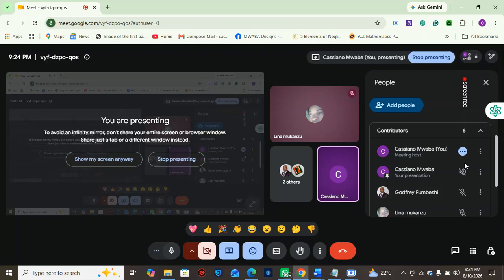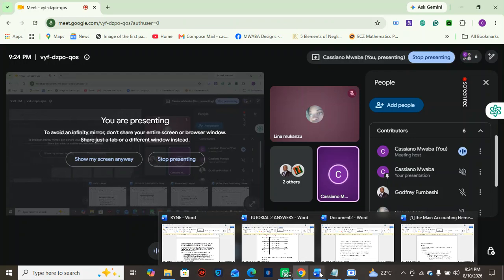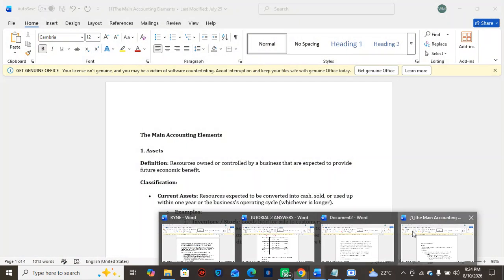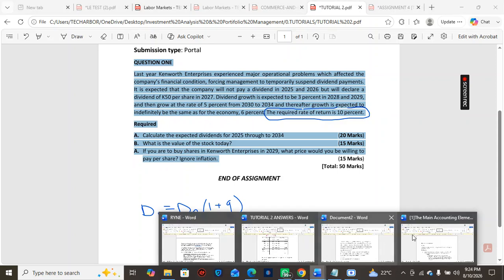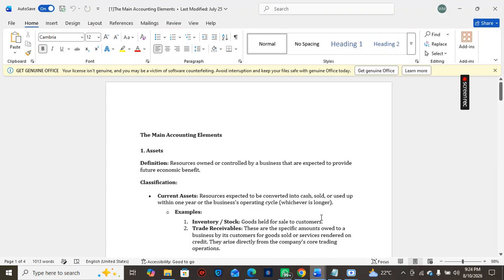So the first thing we're going to look at is the main accounts you'll be dealing with in this course. The first account type is what we call assets. Assets basically are things that we own, things that can bring us money or are of economic value.